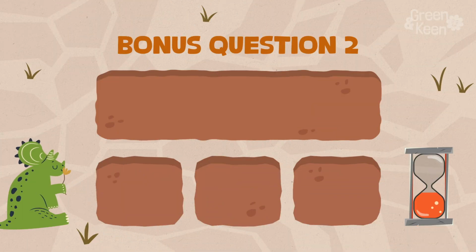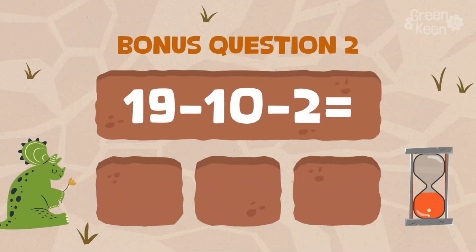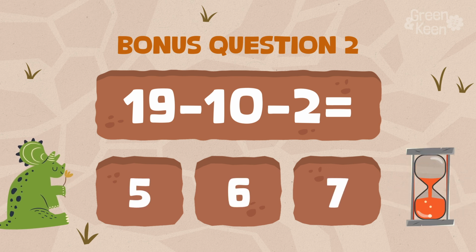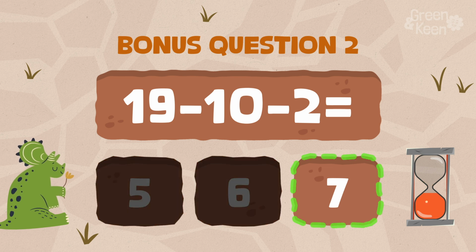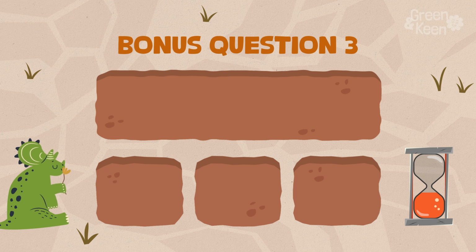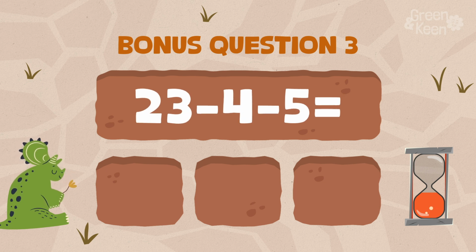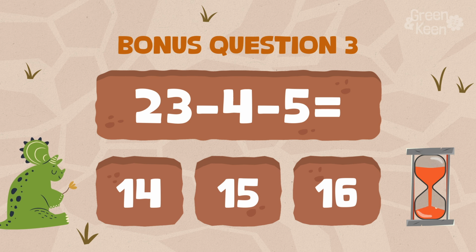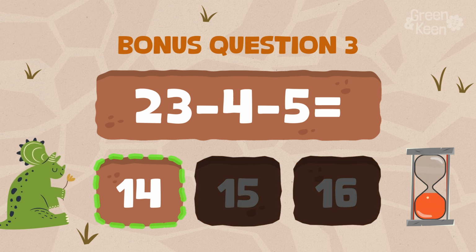Bonus question number 2. 19 minus 10 minus 2 equals... The answer is 7. Bonus question number 3. 23 minus 4 minus 5 equals... The answer is 14.